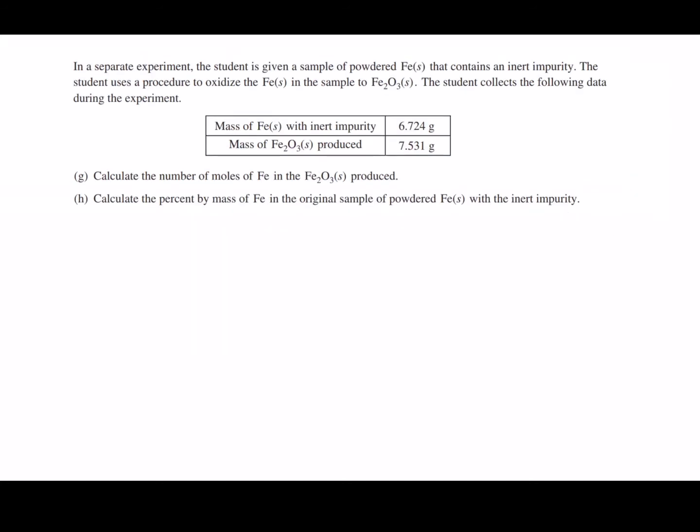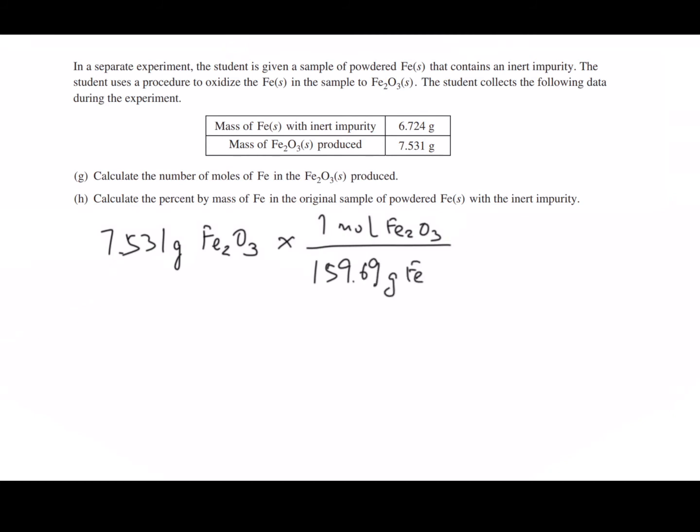In order to calculate the number of moles of Fe in the Fe2O3 produced, we need to use the mass of Fe2O3 produced, which is 7.531 grams, divided by the atomic mass of the molecule. We calculated the atomic mass of the molecule by adding each component of it, and we received those numbers from the periodic table. In this case it is 159.7 grams. And then we need to multiply by the ratio.